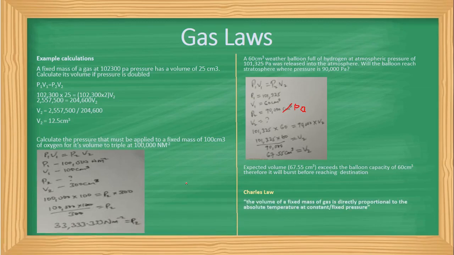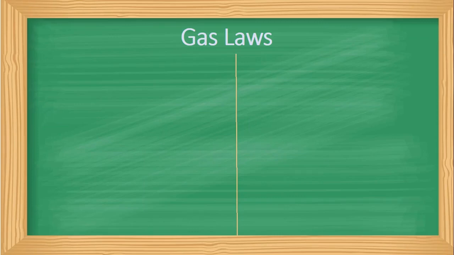The law states that the volume of a fixed mass of a gas is directly proportional to the absolute temperature at a constant or fixed pressure. So this means that the more the volume, the more the temperature, because it is a direct proportion relationship. So in terms of formula, it is V1 over T1 is equal to V2 over T2.